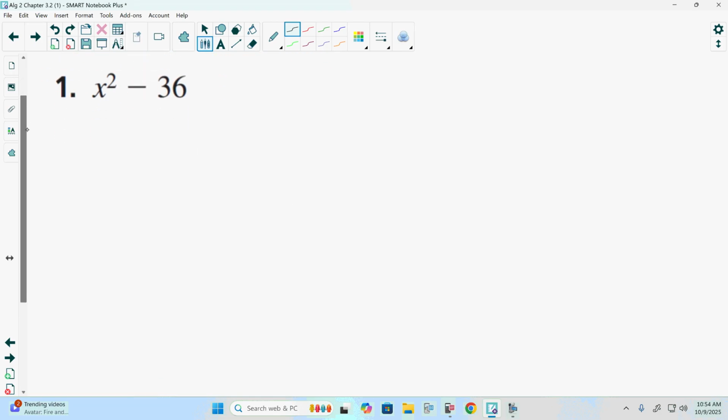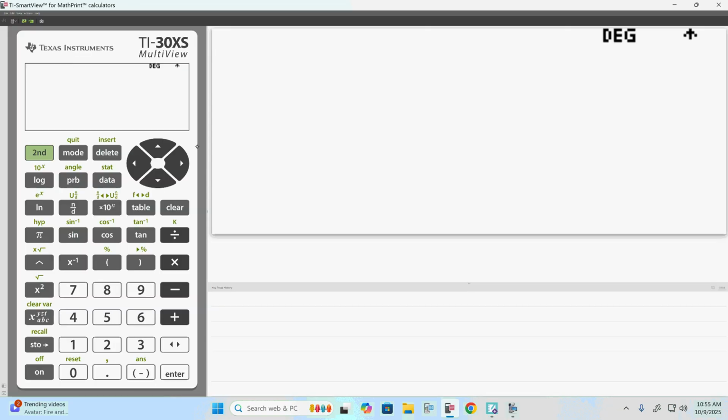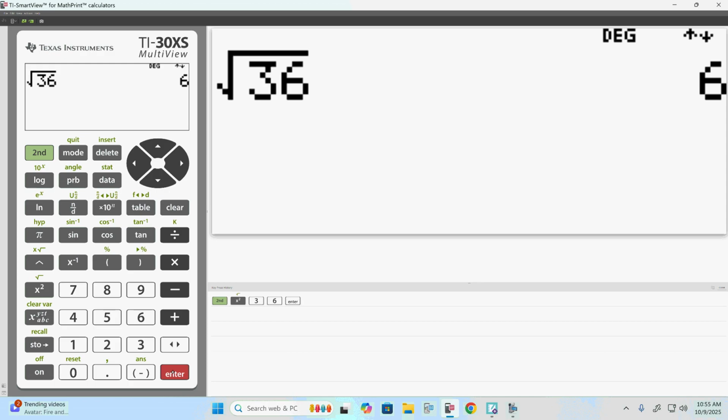x squared minus 36. So, well, x squared is nice because it's just x times x, or we can say x squared, yes? What times itself is 36? 6. If we need to, we can always grab a calculator and say second square root 36, because when we take the square root of a number, we're looking for what times itself is that number. Square root of 36 is indeed 6.